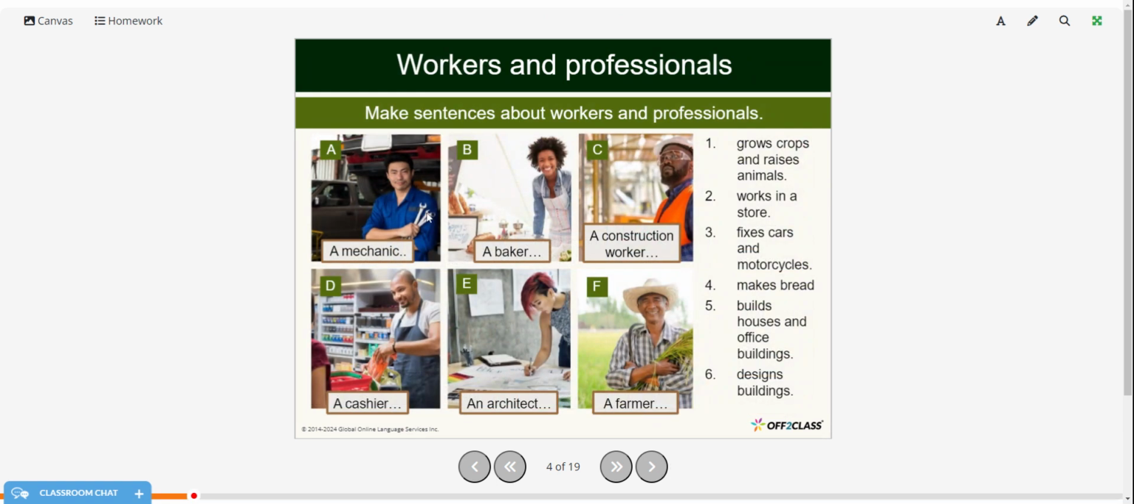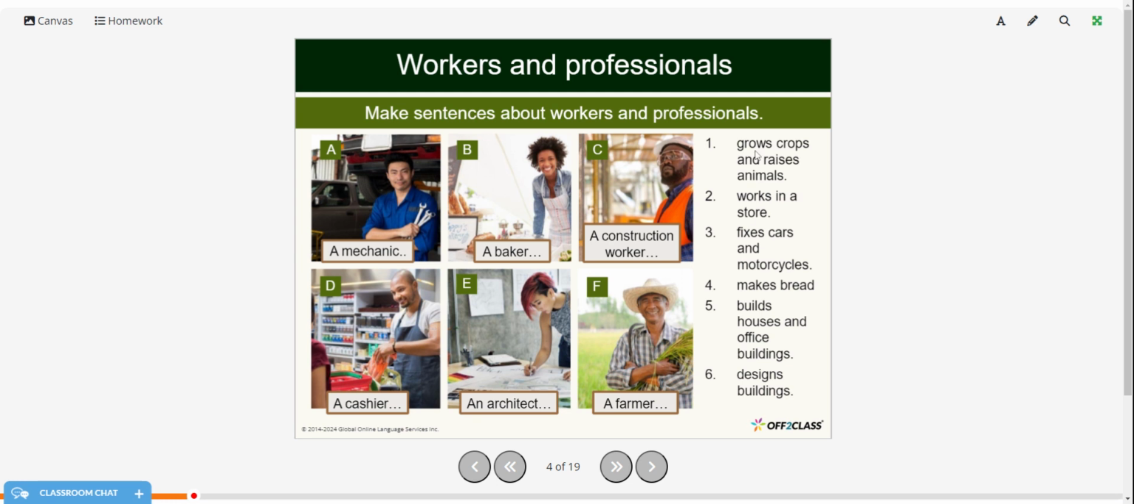All right, so now we want to make some sentences about these different jobs. So here you have the second part of the sentence. See if you can make some sentences using the jobs and the description. You can pause the video and try that on your own, and then restart when you're ready to see the answers.